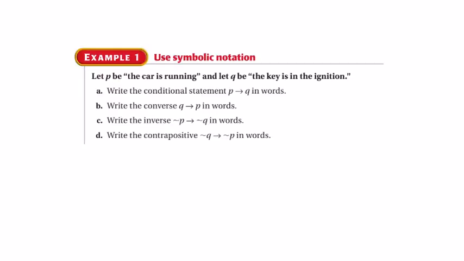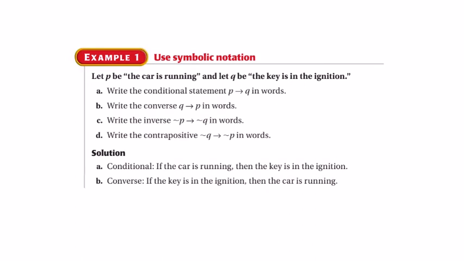Alright, so let's look at example 1. Let P be the car is running, and Q be the key is in the ignition. So write the conditional statement, P implies Q in words. So you are going to include an if and a then in there. Alright, so that first conditional statement is if the car is running, then the key is in the ignition.